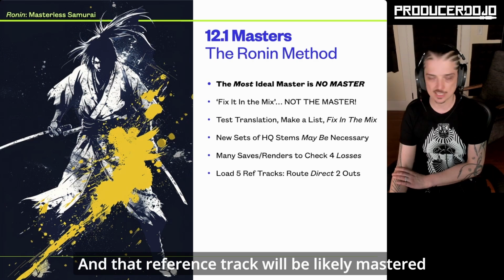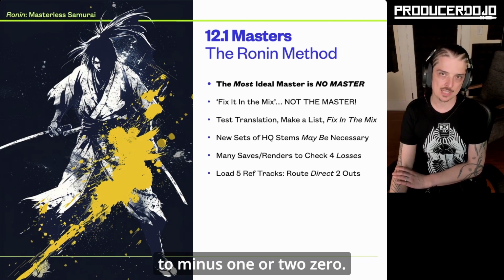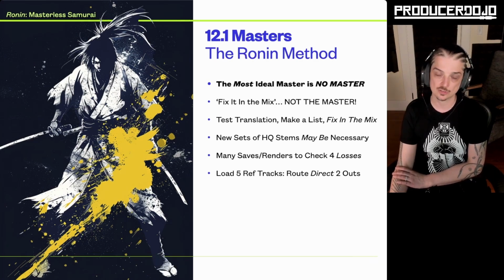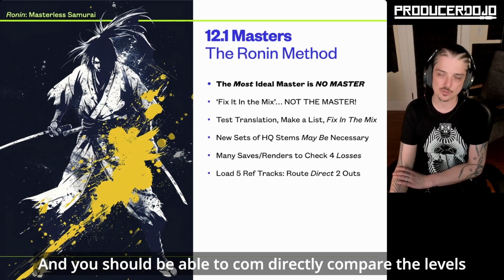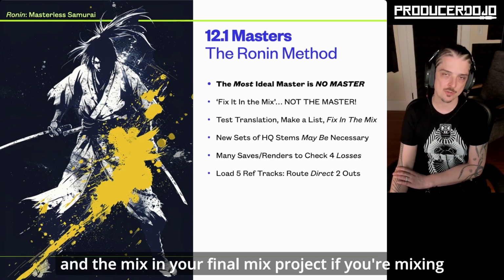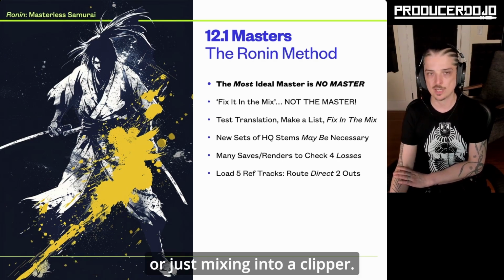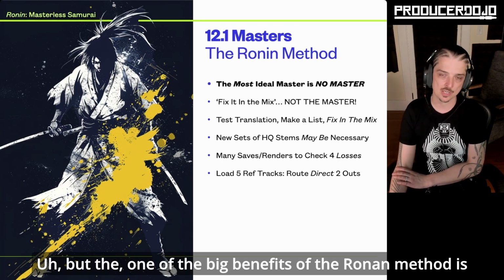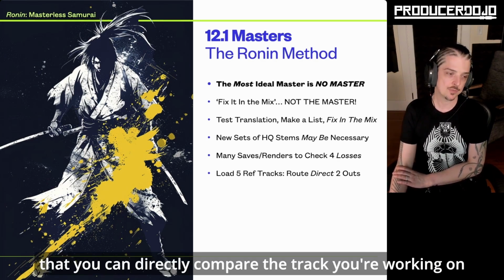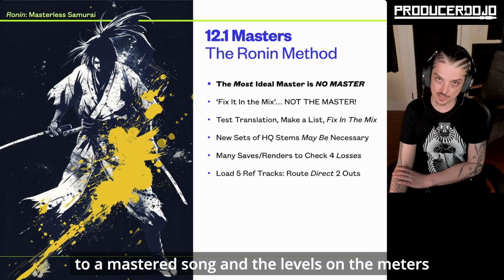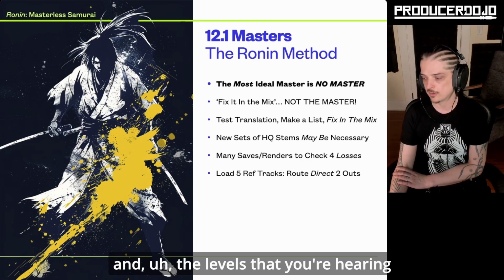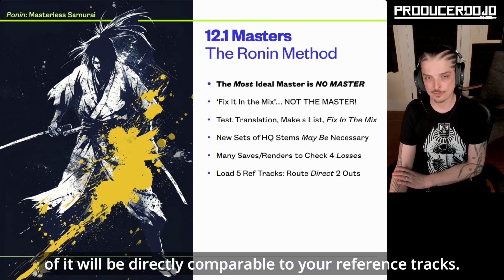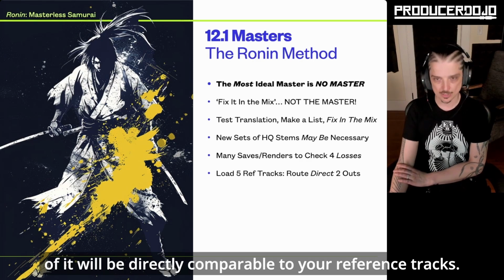And that reference track will be likely mastered to -1 or to 0. And you should be able to directly compare the levels and the mix in your final mix project if you're mixing by either redlining the Ableton Master or just mixing into a clipper. But one of the big benefits of the Ronin method is that you can directly compare the track you're working on to a mastered song, and the levels on the meters and the levels that you're hearing and just the feel of it will be directly comparable to your reference tracks.